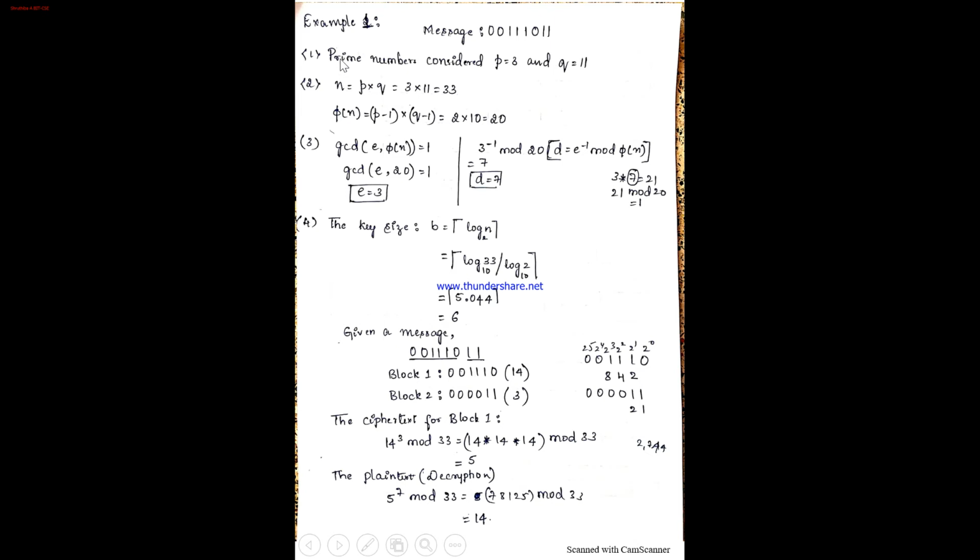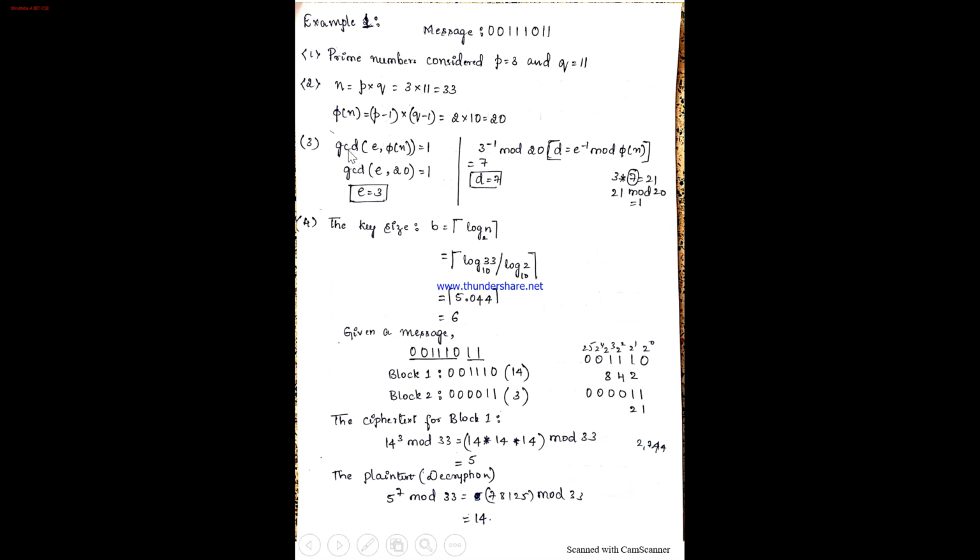In my example I will not go with any large prime numbers, I'll go with very simple prime numbers. The prime numbers I'll consider here are 3 and 11. So 3 into 11, their product p times q, gives 33, which is stored in n. Next we have phi of n, which is (p minus 1) into (q minus 1): 3 minus 1 is 2, 11 minus 1 is 10, so 2 times 10 is 20.